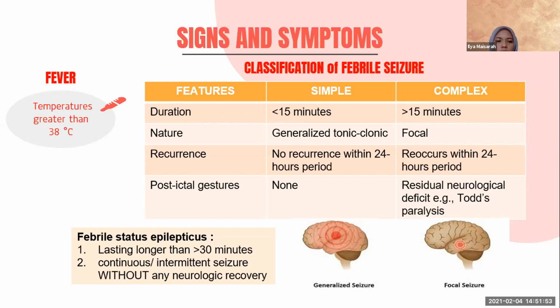For the post-ictal stage, there is none in the simple. However, in the complex, the child may have a residual neurological deficit, for example Todd's paralysis, which is weakening of the affected limb after the seizure. And if the seizure lasts more than 30 minutes, we can categorize this as febrile status epilepticus, which is characterized by continuous or intermittent seizure without any neurologic recovery. And this febrile status epilepticus is a medical emergency, and it needs to be treated with anticonvulsant.